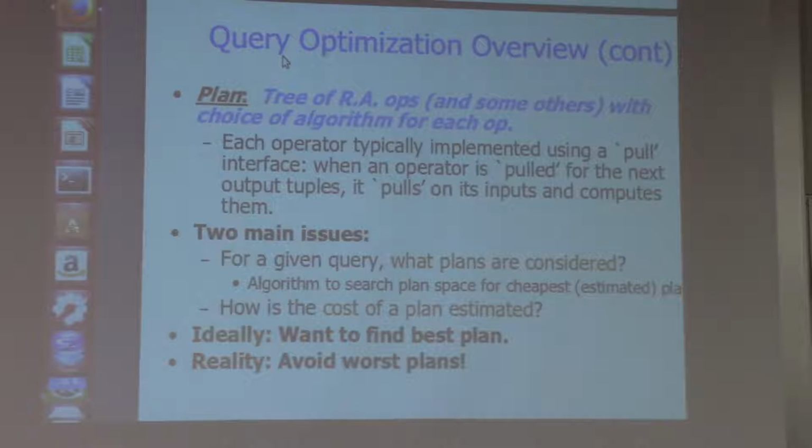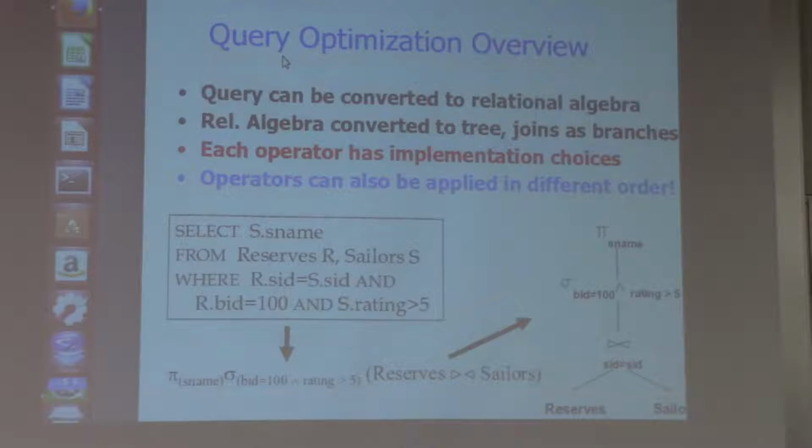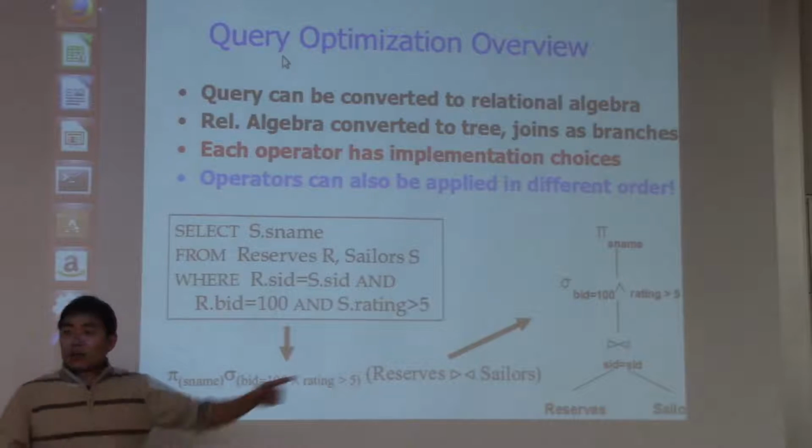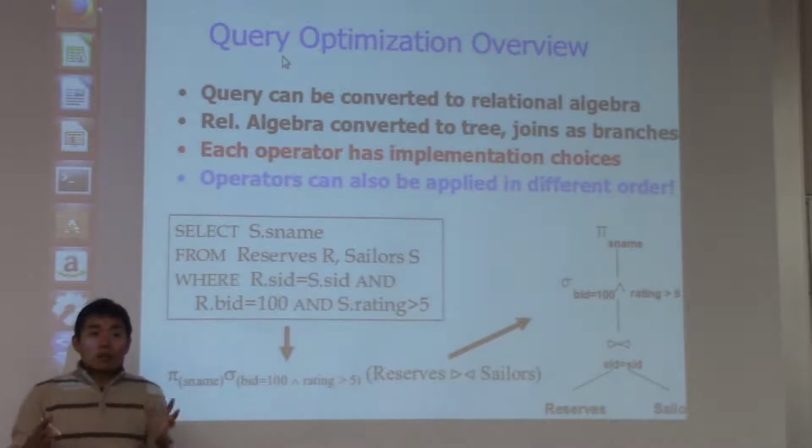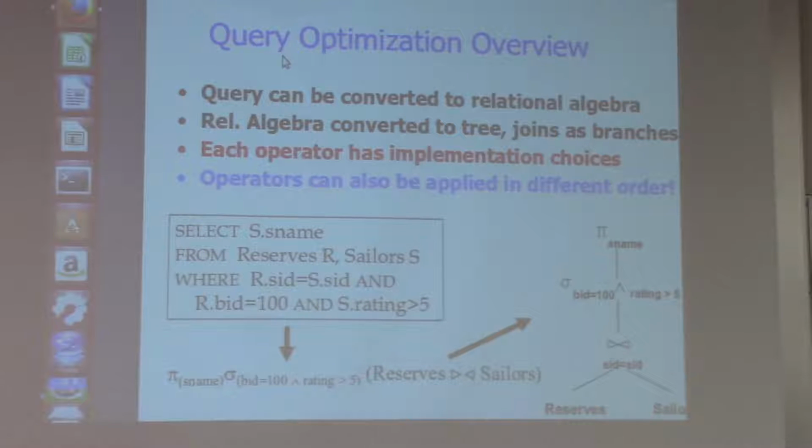So there are two main issues in a query optimizer. For a given query, what plans are considered? In other words, if you have a plan like this, what are all the equivalent plans to this one? You need to have a way to be able to generate all equivalent query plans. So that's question number 1.